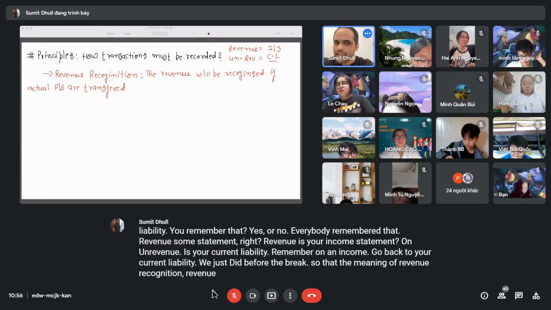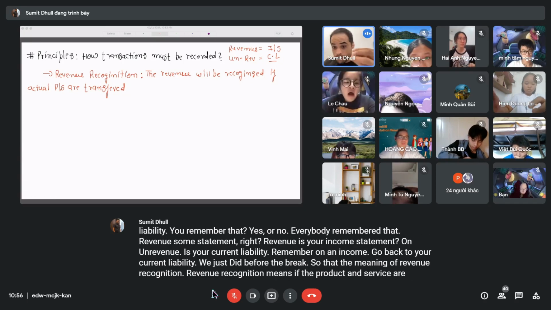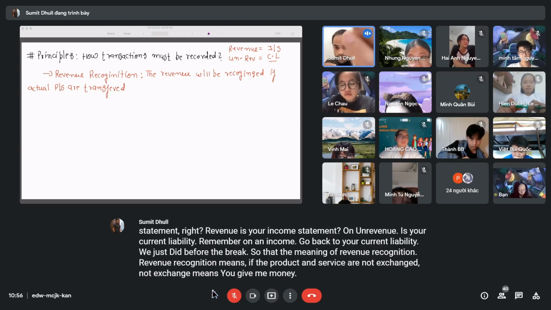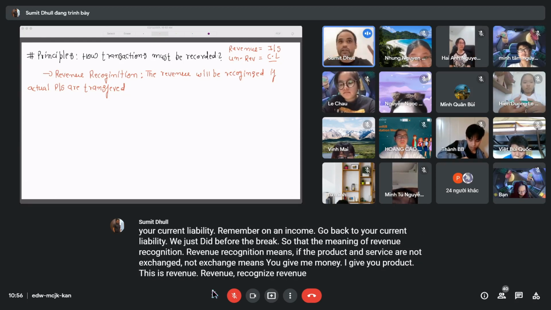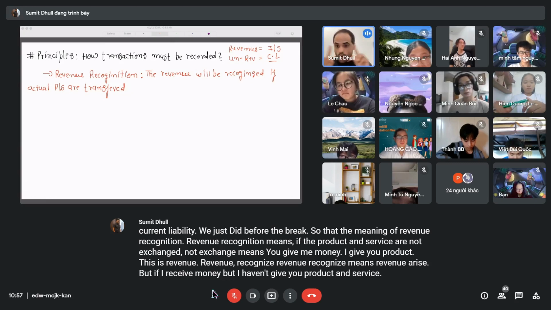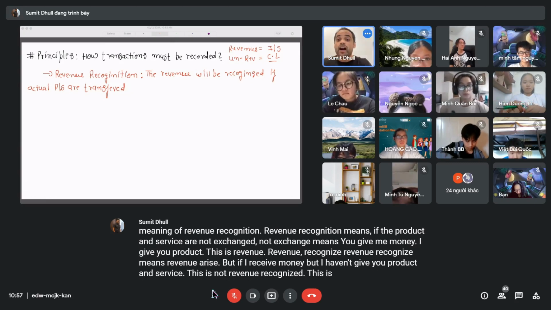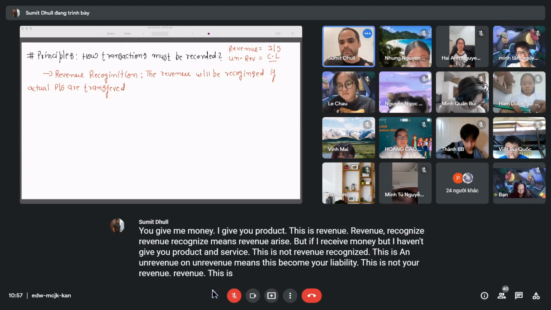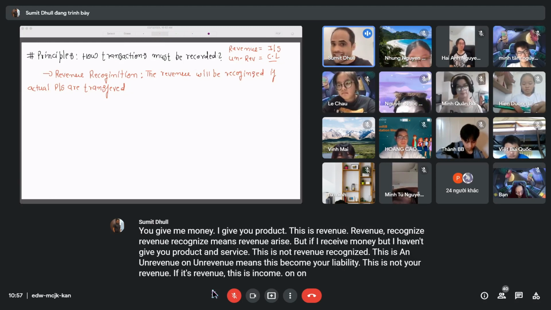Revenue recognition means the product and service are exchanged. Exchanged means you give me money, I give you product. This is revenue recognized, meaning revenue arises. But if I receive money and I haven't given you product and service, this is not revenue recognized. This is unearned revenue, which becomes your liability. It is not income. Remember that.